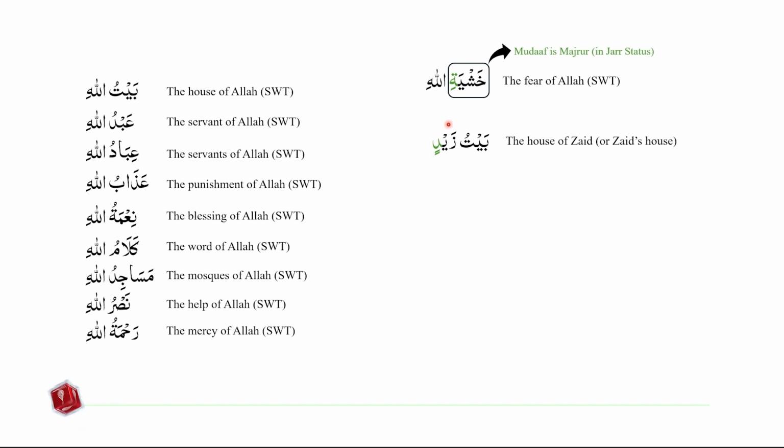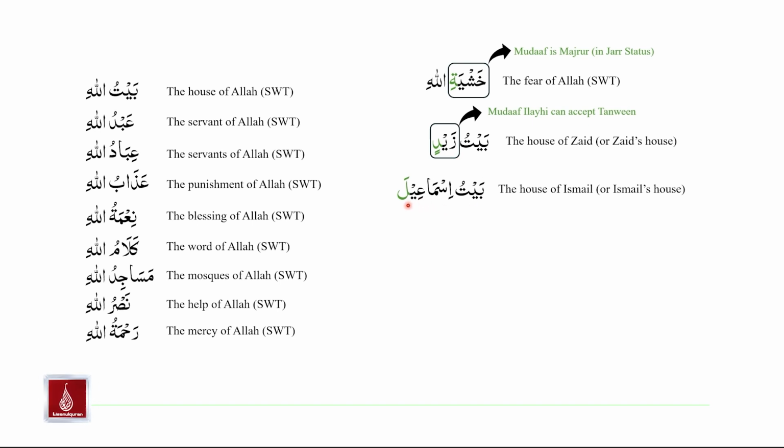Baitu Zaidin, the house of Zaid or Zaid's house. Here we see that Zaidin is mudaf ilayh and it can accept tanween. So on mudaf ilayh, as we previously studied, there is no restriction as far as tanween is concerned. It just needs to be in jar status. Zaidin is in jar status, so it meets the criteria for it to be mudaf ilayh.